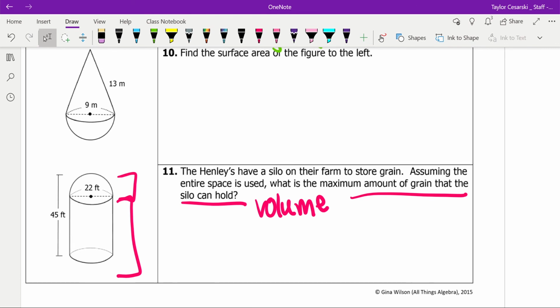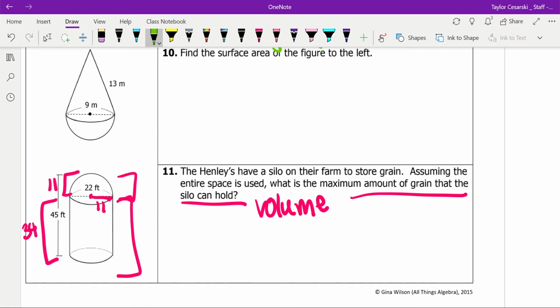If the diameter is 22, that means the radius is 11. So this part is also going to be 11 from the bottom of the hemisphere to the top. That means from here down to the bottom is going to be 45 minus 11, which gives me 34. So from here to here is also going to be 11. The radius is 11, so the height of the hemisphere is also going to be 11.